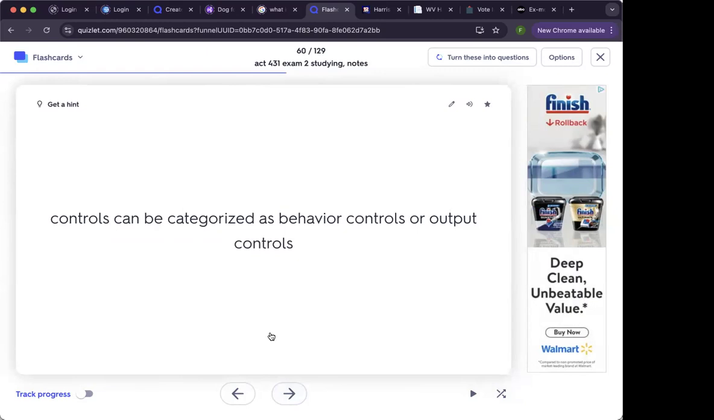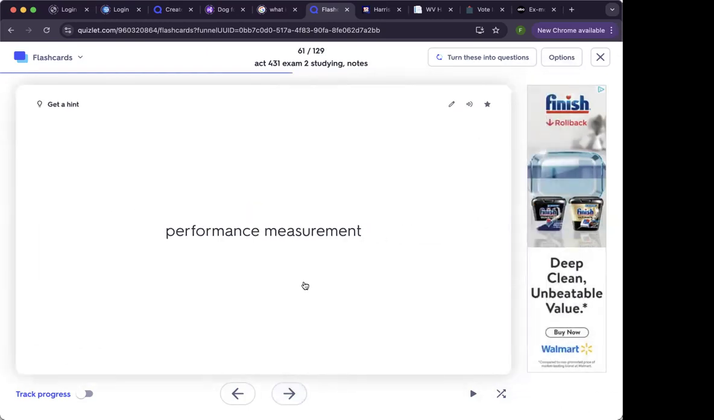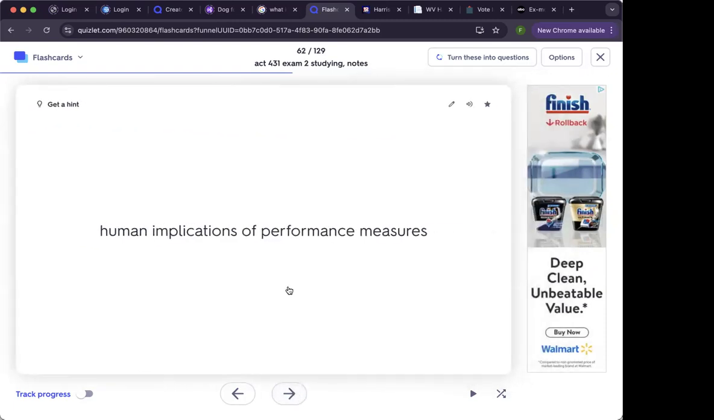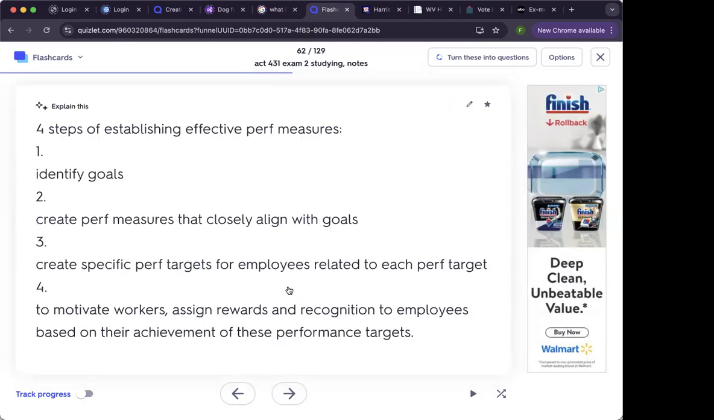Controls can be categorized as behavioral controls or output controls. Performance measurement. Process of collecting and analyzing information about org performance and comparing it to expectations and goals. Most effective when an org knows desired results, results can be clearly measured in a timely manner, and results are attainable and controllable by employees responsible for that performance. Human implications of performance measures.